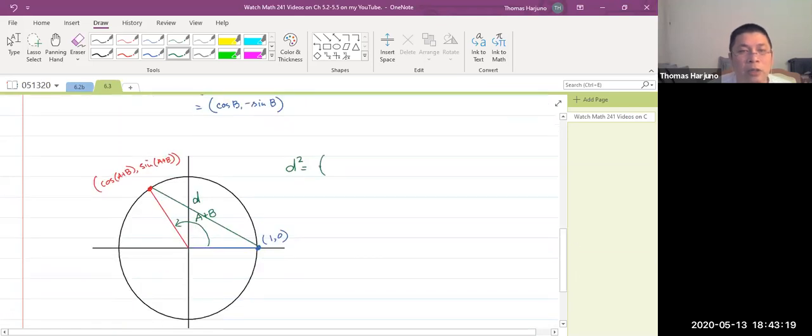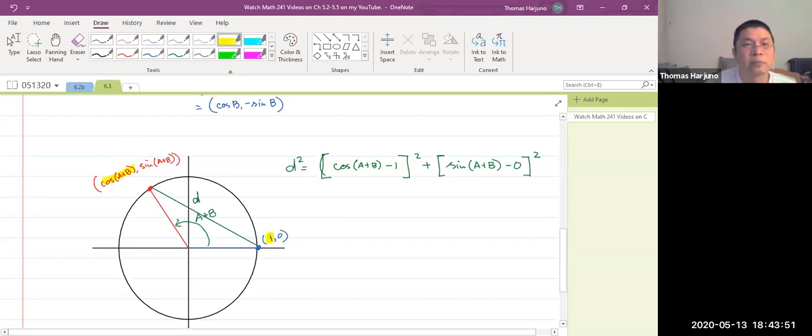So let me deal with the x first. That will be cosine of A plus B minus 1, squared, plus the y, sine of A plus B minus 0, squared. So the difference of x being squared plus the difference of y being squared.